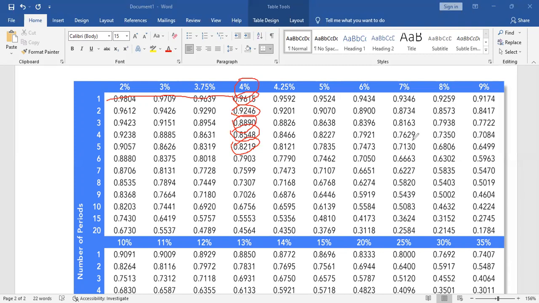Remember, the discount factor can change from question to question. Depending on the question you have, you might need to select the appropriate percentage for your discount factors and the appropriate number of years or periods, as the case may be. So these are the numbers that I'll pick.